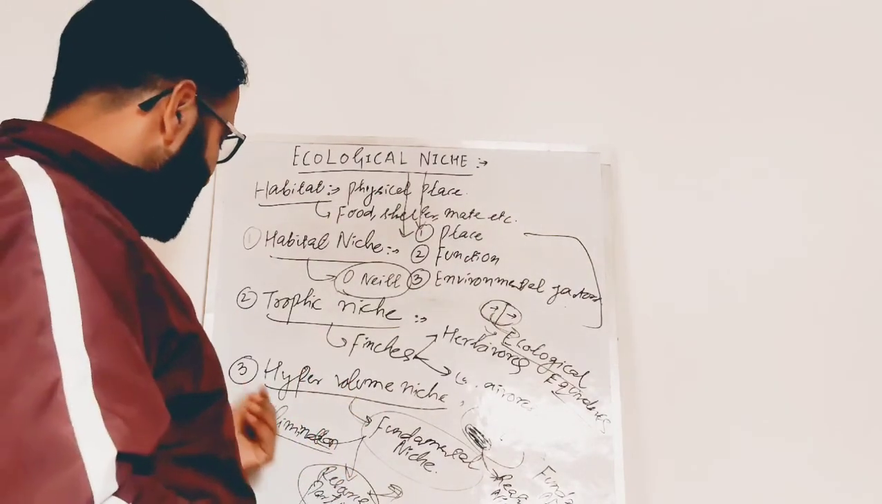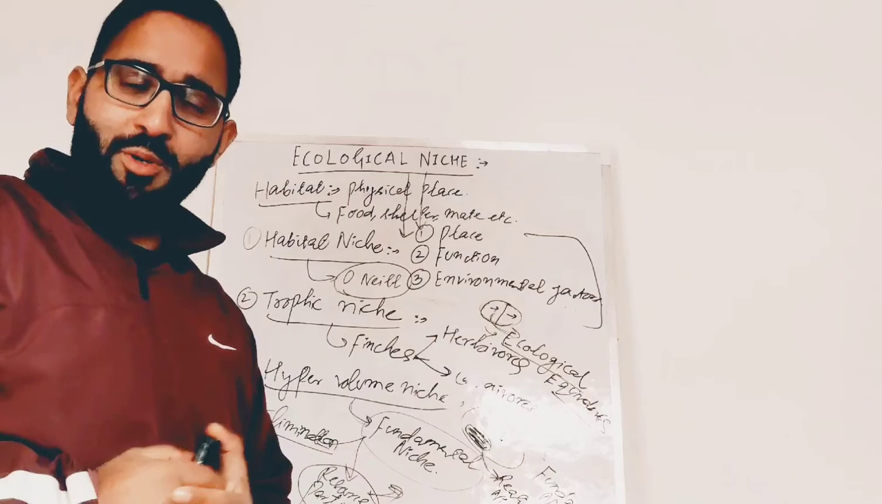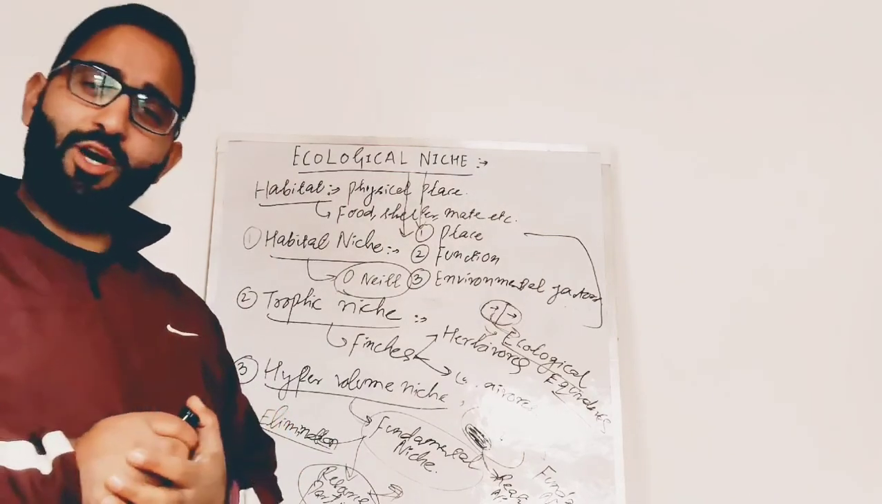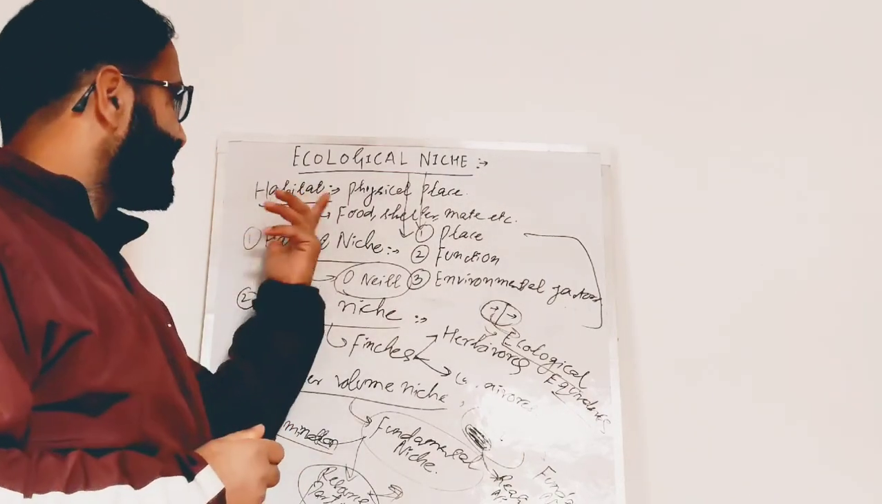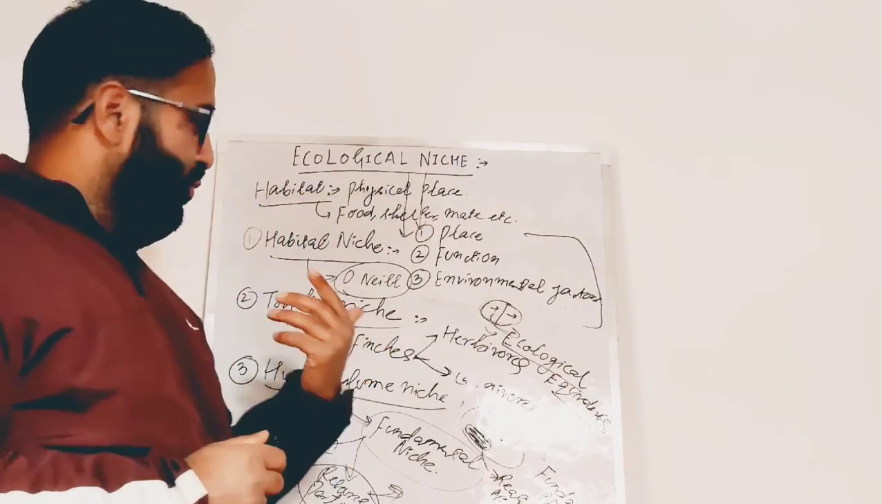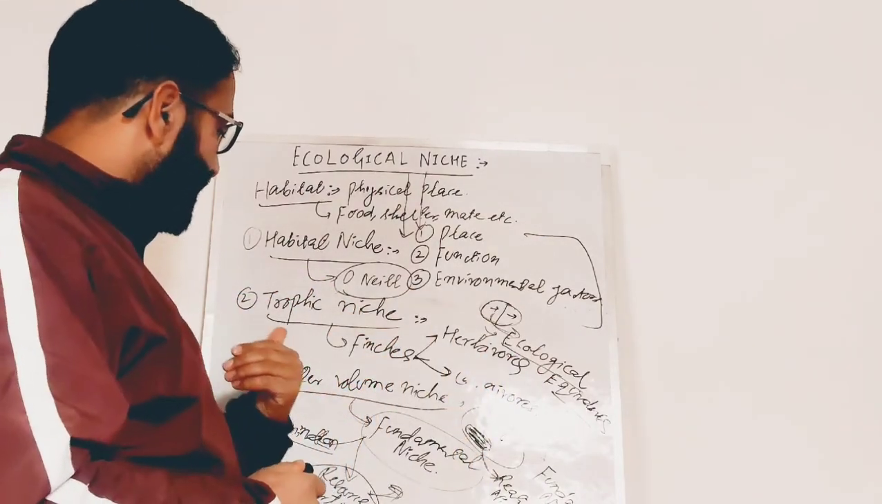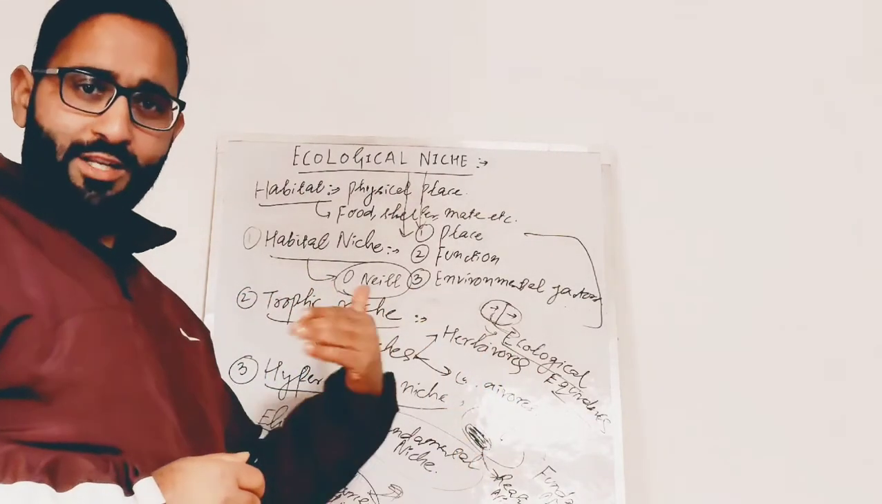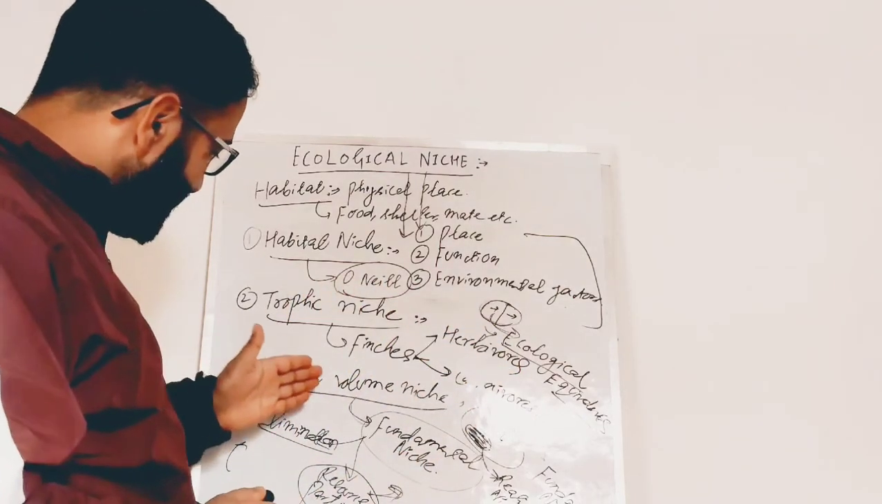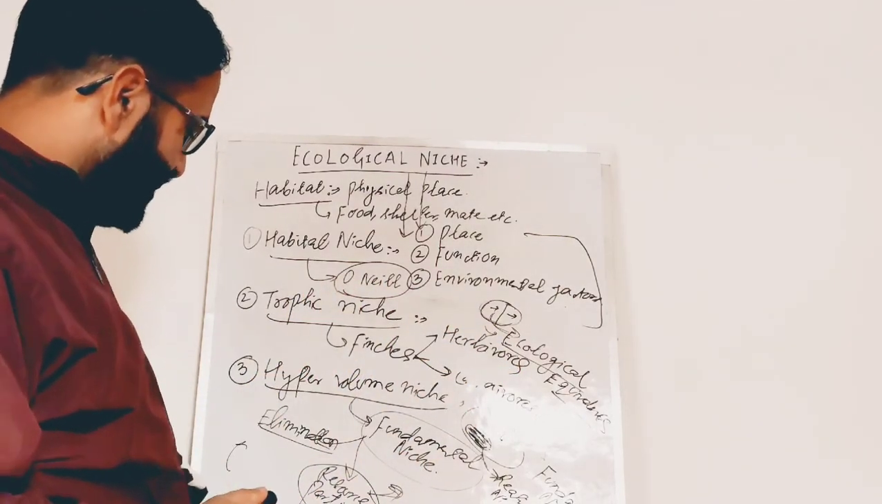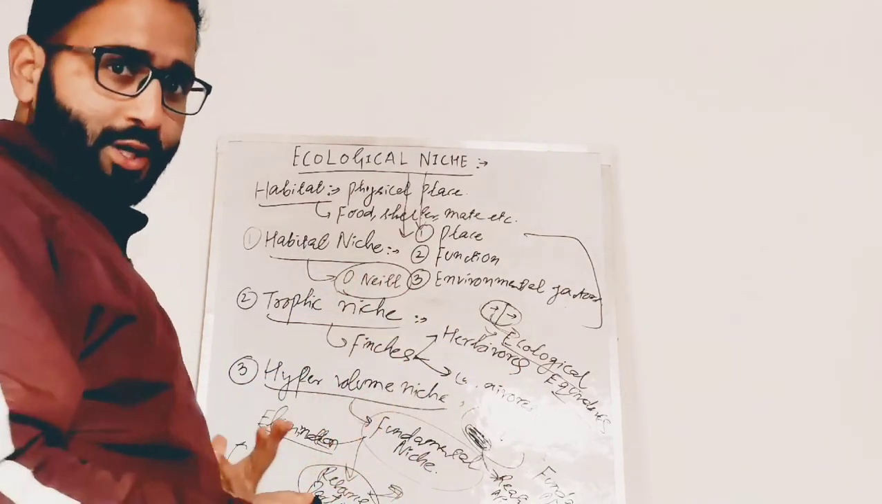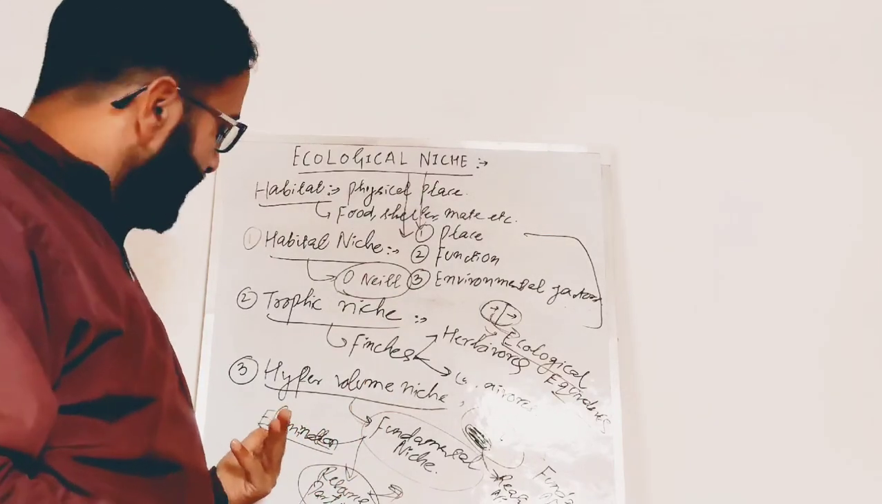For example, human beings are a generalist species. We occupy large geographical areas. We are able to survive in different climatic conditions, and we also eat a variety of foods. Whereas it is totally opposite for specialists. One important example of specialists is the red panda.